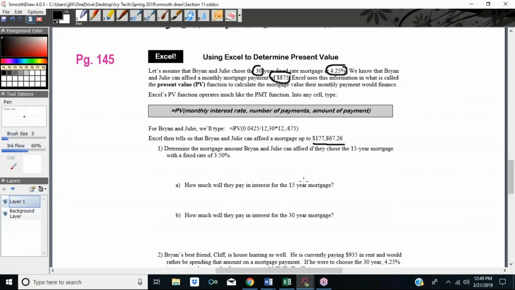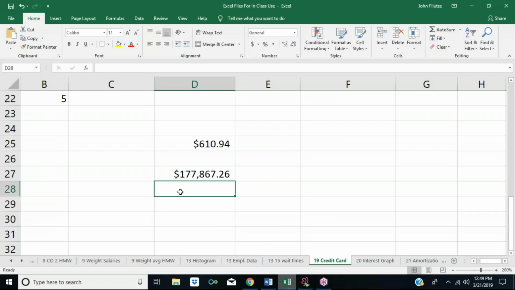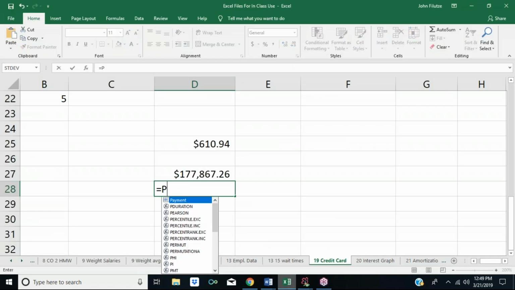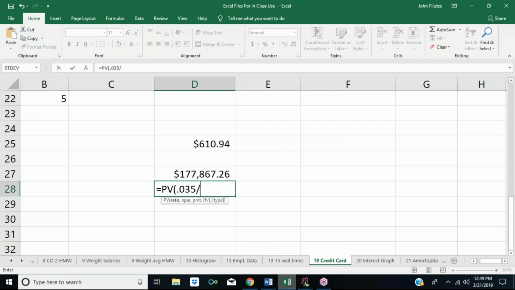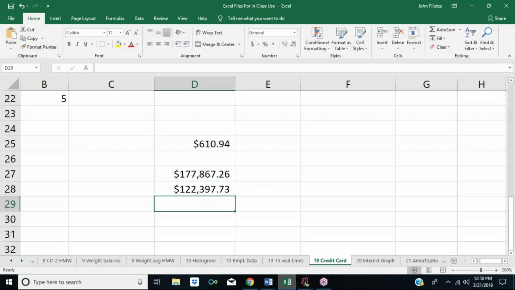So it says determine the mortgage amount Brian and Julie can afford if they choose the 15-year mortgage at a fixed rate of 3.5%. So let's do that. Let me grab this again. So now we're going to do a 15-year mortgage at 3.5%. So 0.035 divided by 12, comma, 15 years times 12 payments, comma, and then that negative 875 again. And you can look all this up on page 146.